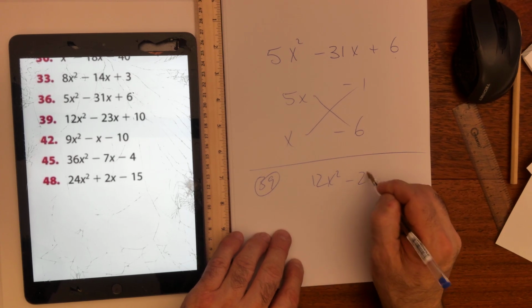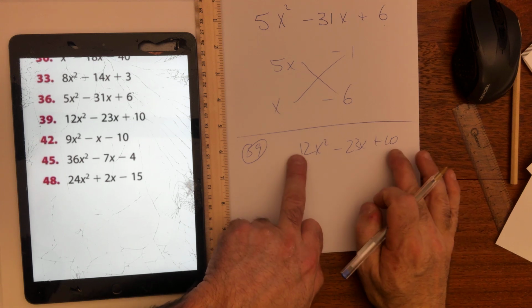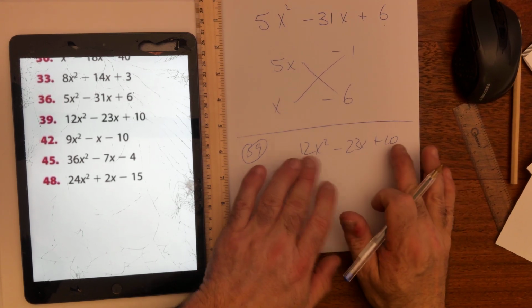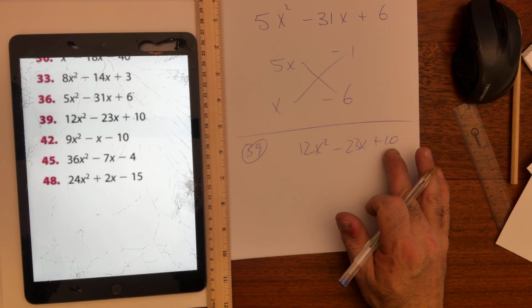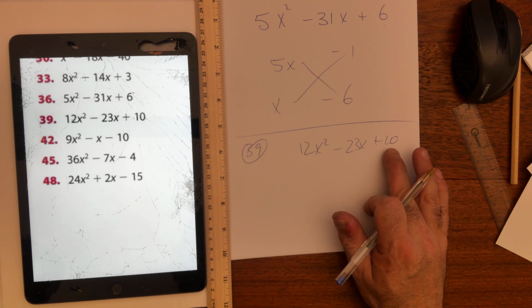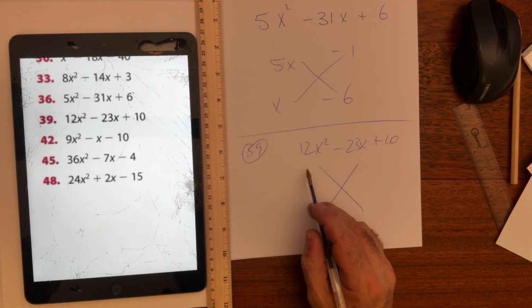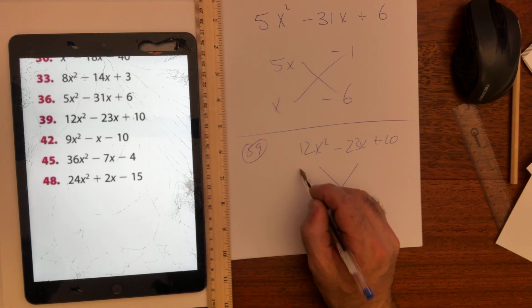12x squared minus 23x plus 10. Okay, both composite numbers, so this could be a real mess, but they must never split both of them, but they could. So we have an awful lot of trial and error. 12 multiplied by 2, 24. So it's definitely going to be split.